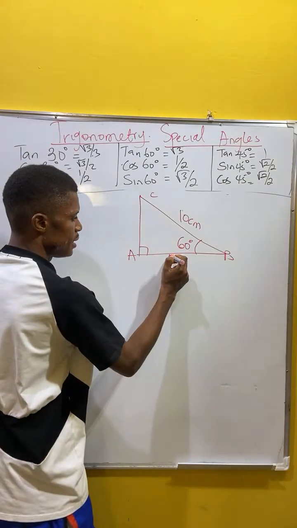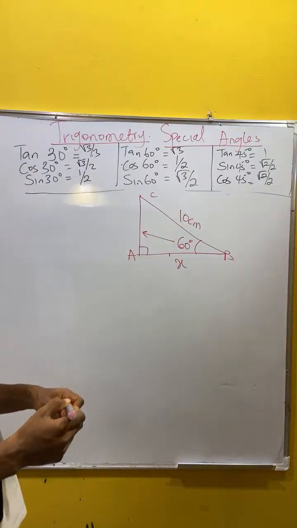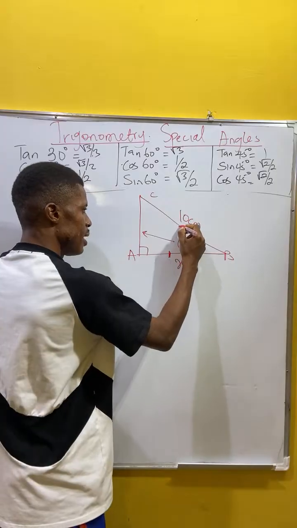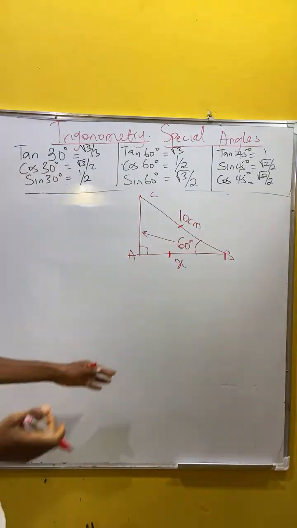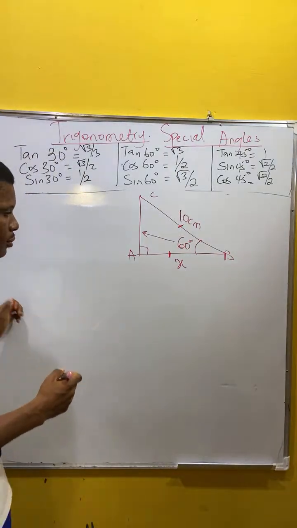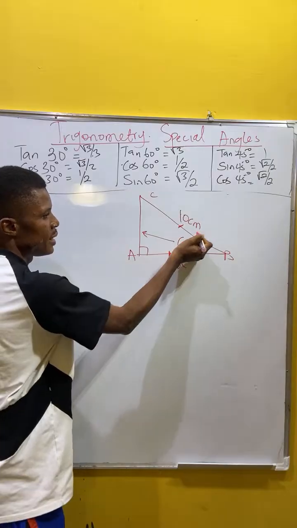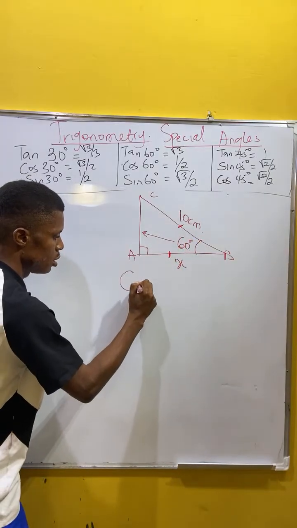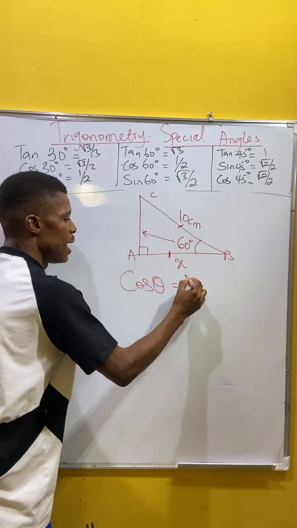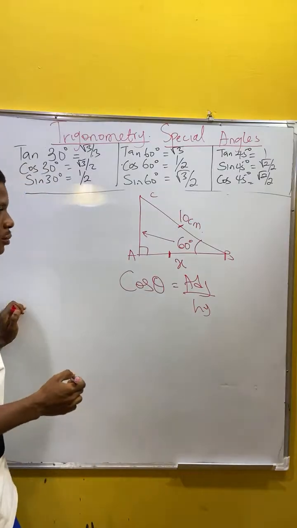The needed side is the adjacent, because the opposite side always directly faces the given angle. So here is the adjacent, and we are given the hypotenuse. So we are going to use the hypotenuse to find the missing side. The ratio of adjacent and hypotenuse is cos. We have it that cos theta is equal to adjacent over hypotenuse.